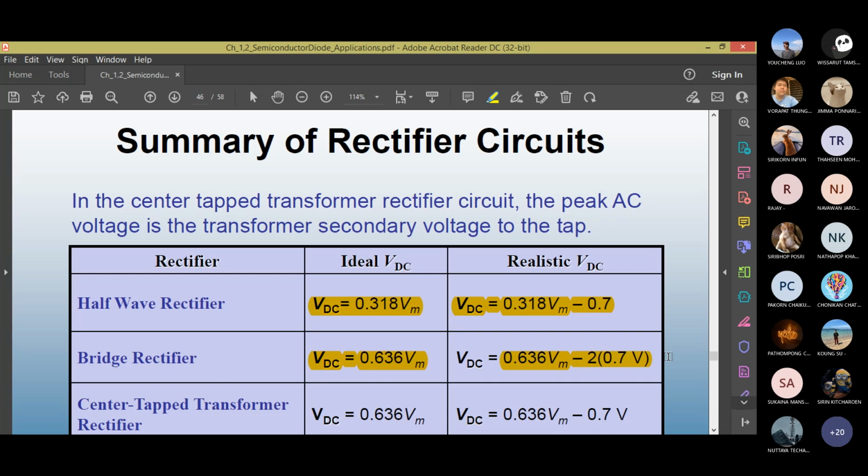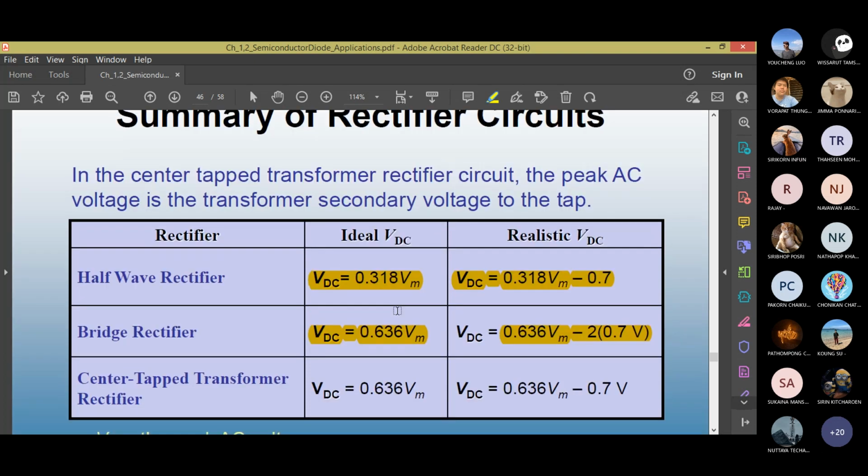For each half cycle, how many diodes were turned on? 2 diodes were on. Just one pair for the bridge, which means the voltage will be dropped by 0.7 volt 2 times. Across the path, there are 2 times 0.7 volt drops. That's why you are doing the minus 2 times 0.7.